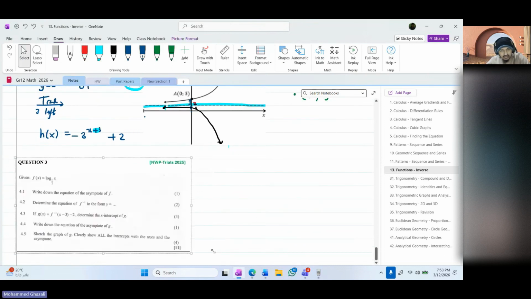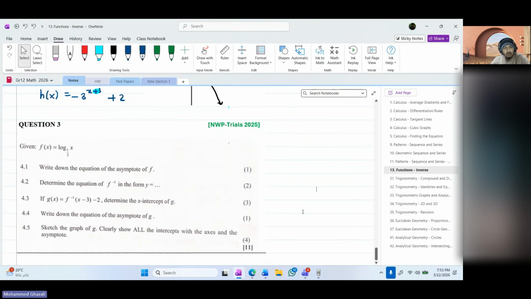Look at this graph here. You've got log x base half. And you have log x base half, write down the equation of the asymptotes. Asymptote of f. What is the asymptote of f? There's only one asymptote, it's a vertical asymptote. The asymptote is the y-axis. Because remember, the value of x can't be negative. It can only be x is greater than 0. So what's the asymptote? Asymptote is x is equal to 0, which is the vertical line, okay? Basically, the y-axis.